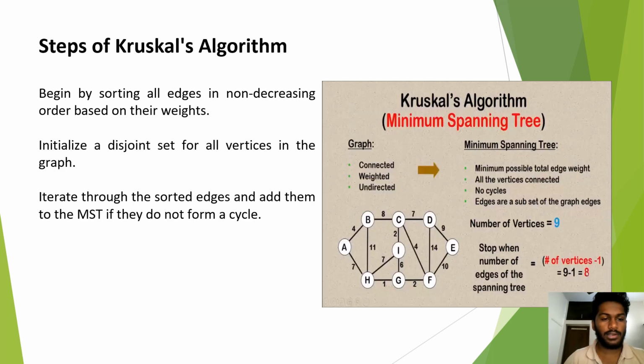Steps of Kruskal's algorithm. Begin by sorting all edges in non-decreasing order based on their weights. Initialize a disjoint set of the vertices in the graph. Iterate through the sorted edges and add them to the minimum spanning tree if they do not form a cycle.